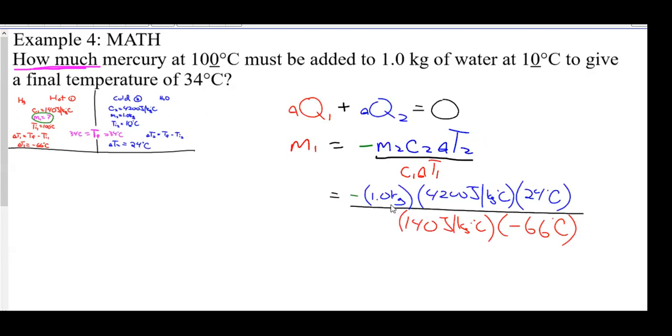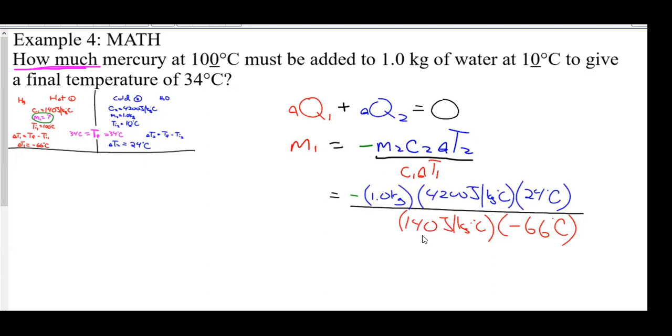So mass 2 was 1 kilogram of water. C2 was your specific heat capacity of water. Delta T2 was your change in temperature of your cold water. So that should be in the numerator. Do not forget that negative symbol. A lot of people forget the negative symbol to carry it forward. So I'll just leave it in a different color.